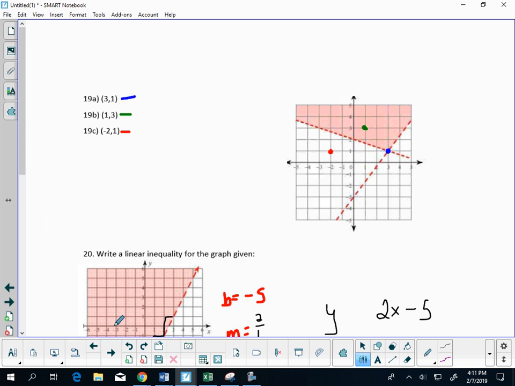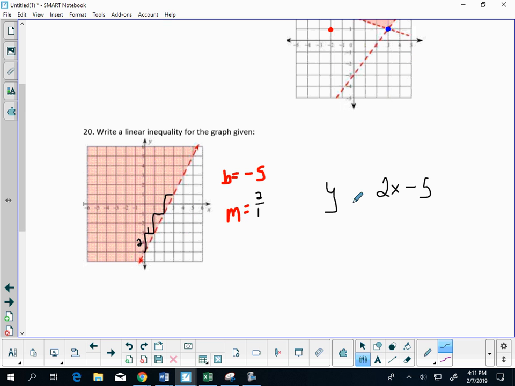On 19, you had to tell whether or not it's a solution. Well, 3, 1 is right there. It's on the line, but that's a dotted line, so that means that the line is not part of the solution. It would only be part of the solution if it was solid. Whoops, that's awfully fat still. So that is no. 19B, well, that's in a shaded region, so that would be a yes. And 19C is not in a shaded region, so that would be a no.